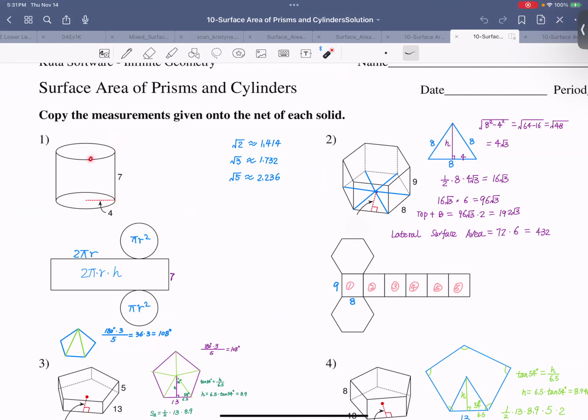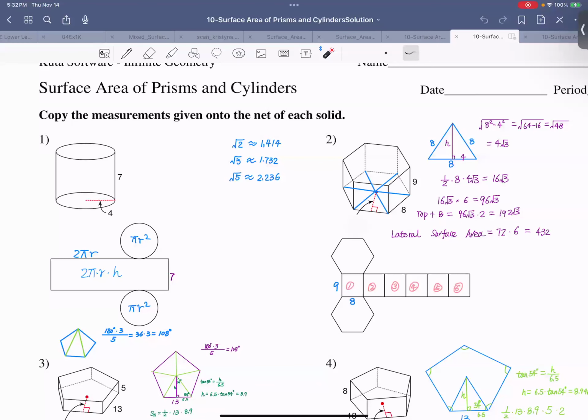So the lateral surface of this cylinder is going to be this. This length is the same as this circumference. If the radius here is r, then the circumference will be 2 pi r. And that side is the height, which is 7. So 2 pi r times h is the lateral surface of this cylinder. And you have a circle on the top and also on the bottom, which are pi r squared and pi r squared.